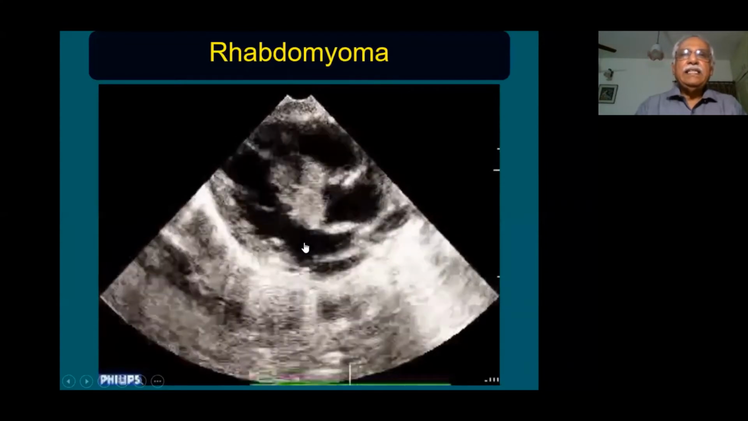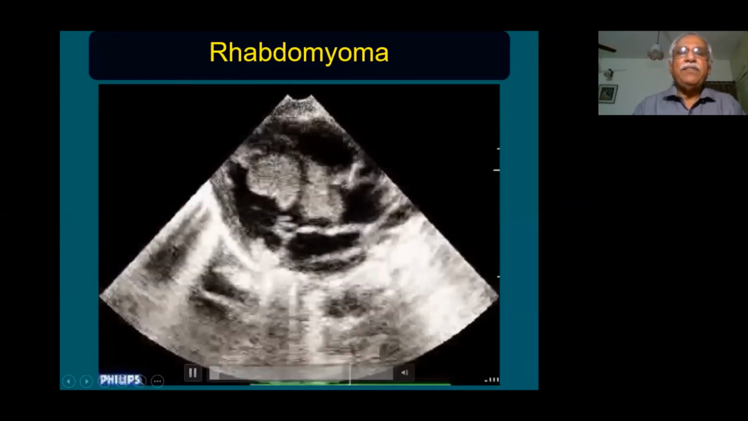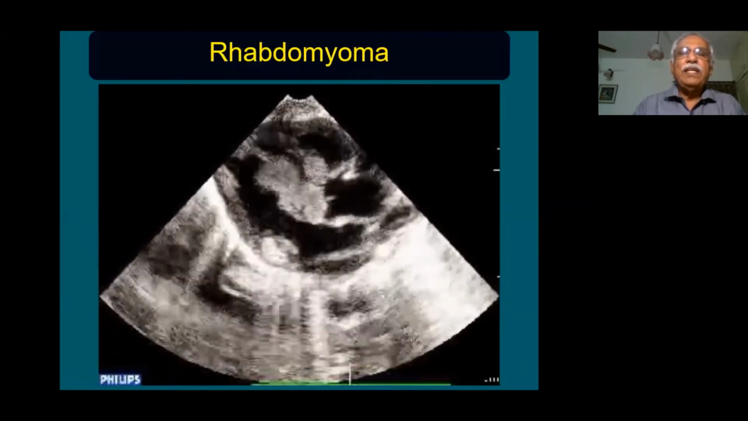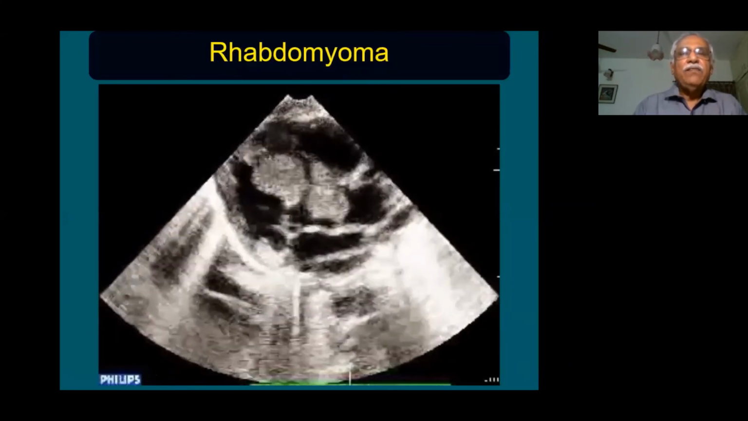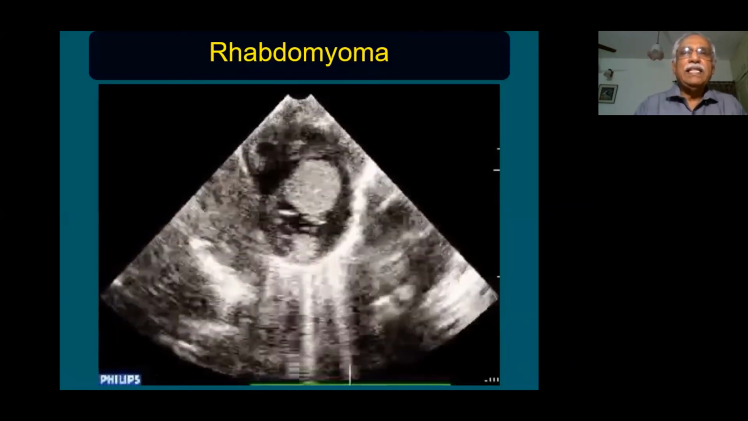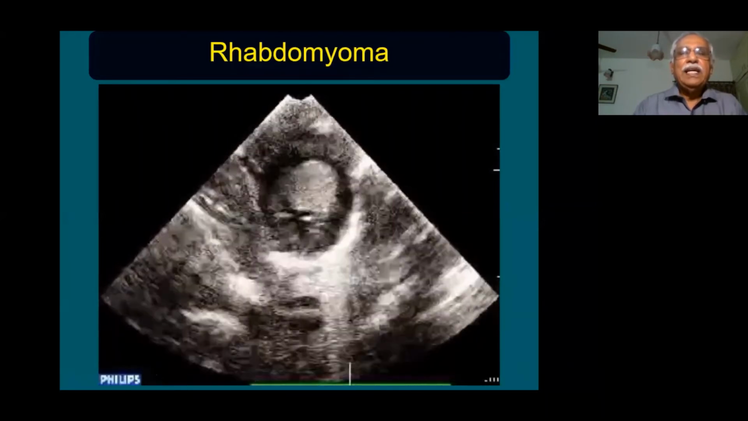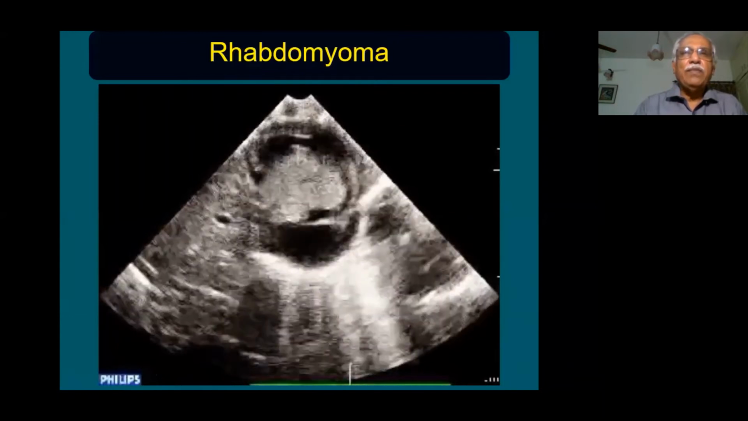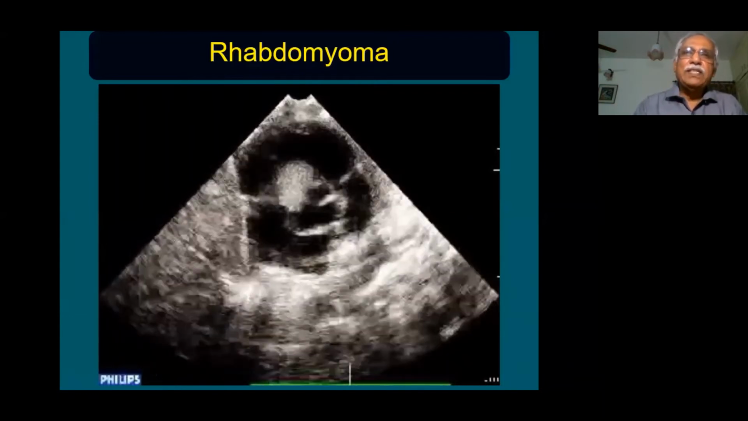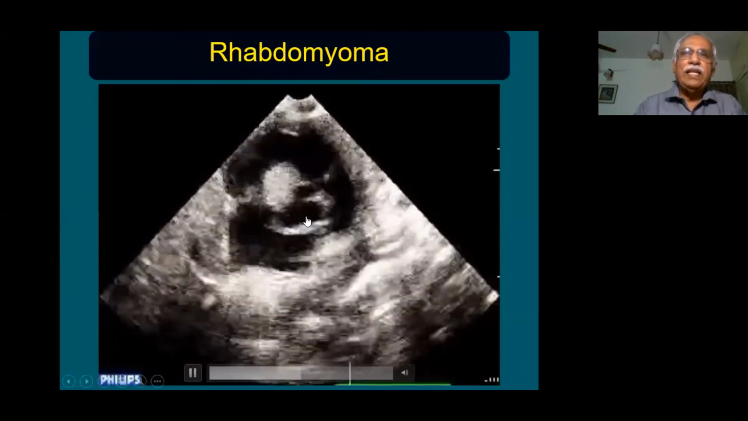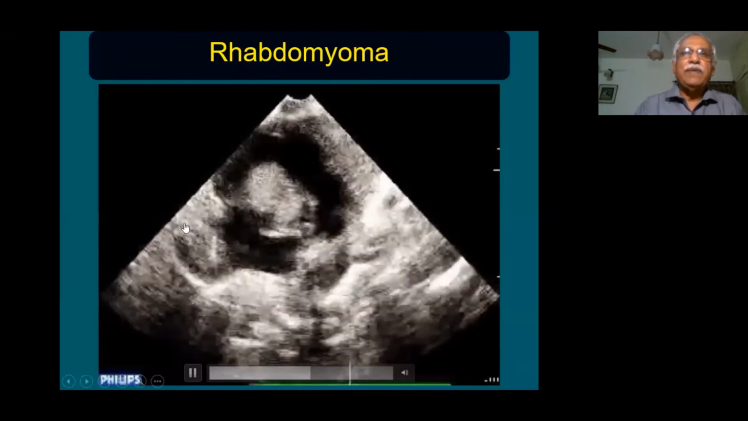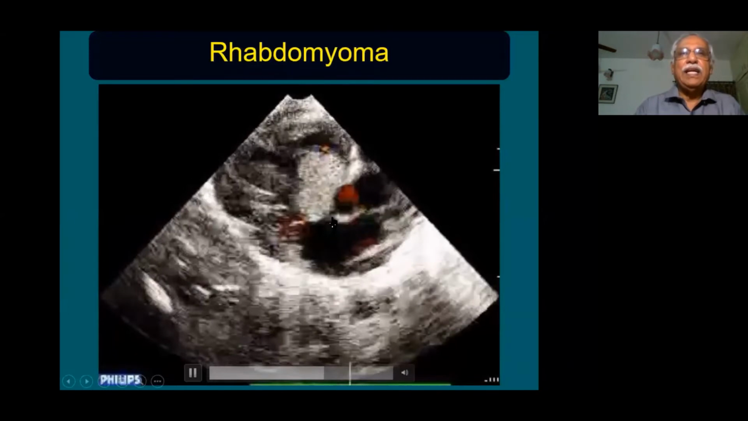This is a child seen at about 2 months of age. Large masses present inside the left atrium, left ventricle, and also the right ventricle. Whenever you see a mass inside the child, the first diagnosis is a rhabdomyoma. Actually, this mass was even diagnosed before in utero. When they did a fetal echo, they found this mass and diagnosed it as a rhabdomyoma.